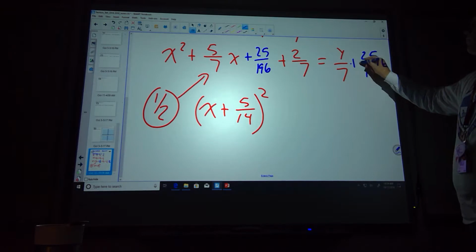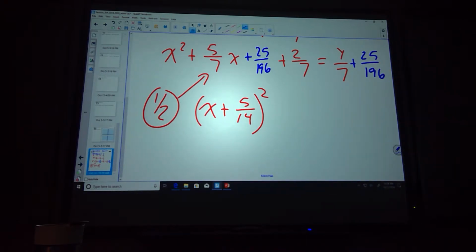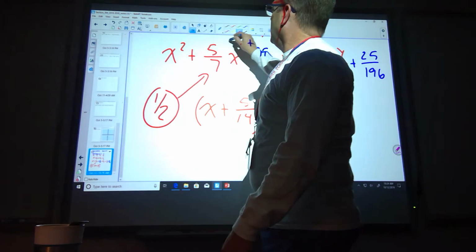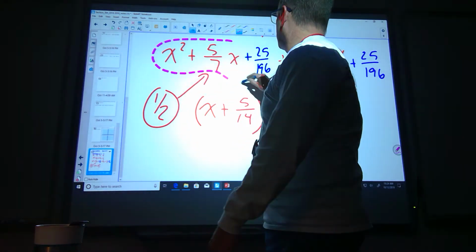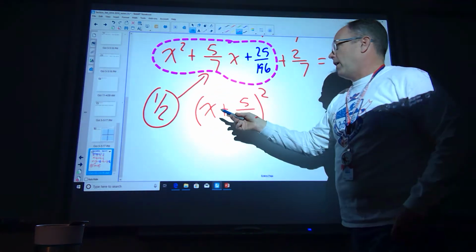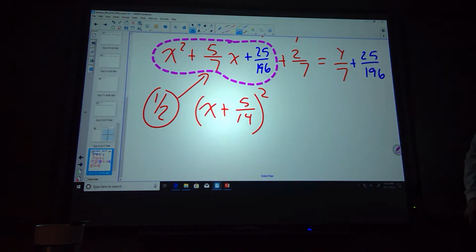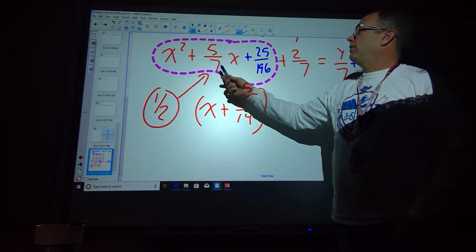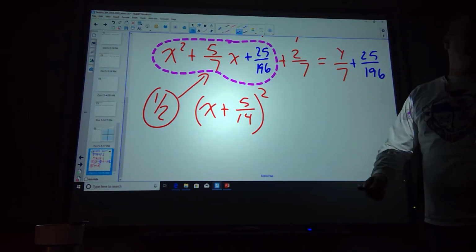Okay. This is too hard. Okay? I can't slow down any further for you. All right. So, hang on. See if you can follow me on this. If I were to take x plus 5 over 14 and x plus 5 over 14, and I double distribute it or FOIL it together, I would get x squared plus 5 over 7x plus 25 over 196.